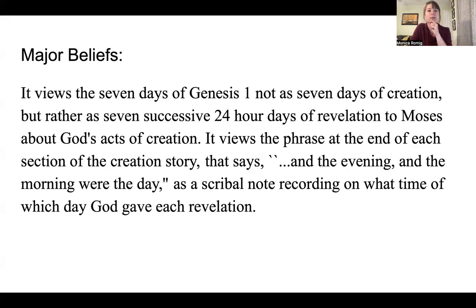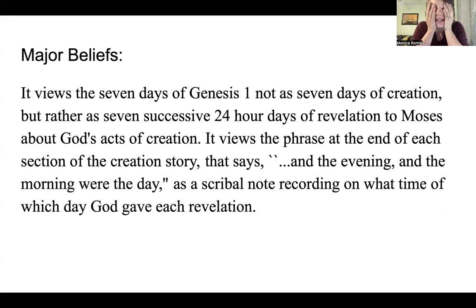Okay, so if we're going to think about this one, Days of Revelation, it views the 7 days of Genesis 1 not as 7 days of creation, but rather as 7 successive 24-hour days of revelation to Moses about God's act of creation. It views the phrase at the end of each section of the creation story that says, "and there was evening and there was morning," as a scribal note recording what time of which day God gave each revelation.